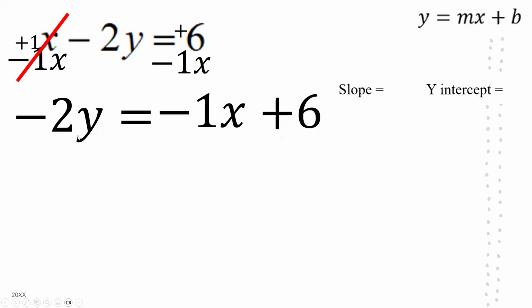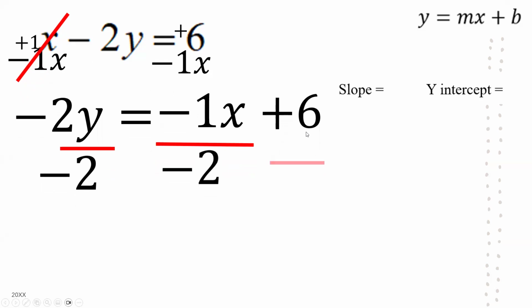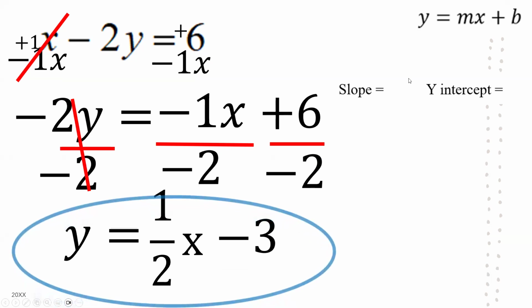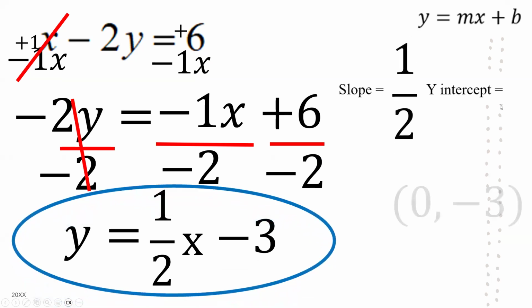Now we're going to divide everything by a negative 2. Everything has to be divided by negative 2. It's only fair. On the left, y comes down. Negative 1 over negative 2. Negative divided by negative is positive, so that's just going to become 1/2 x. And then 6 divided by negative 2 is a negative 3. Therefore, our slope is 1/2, and our y-intercept is 0, negative 3.